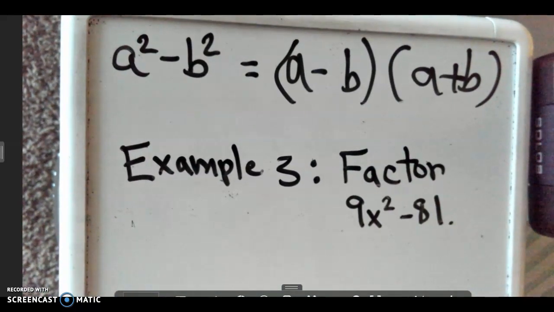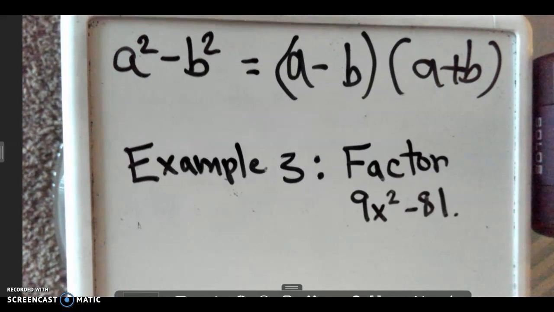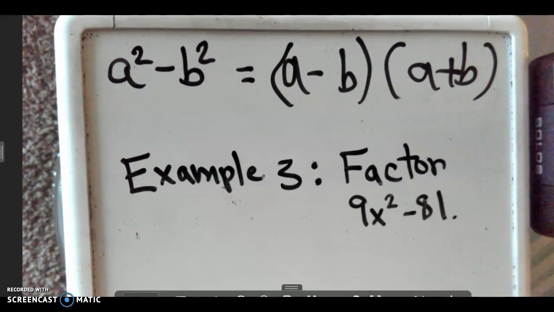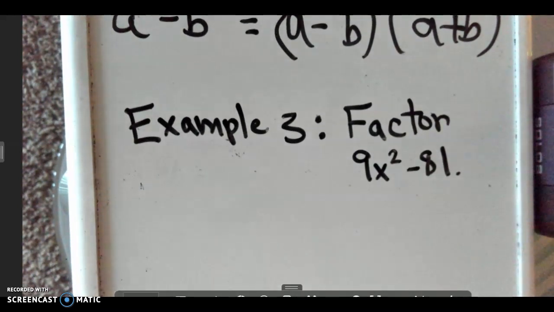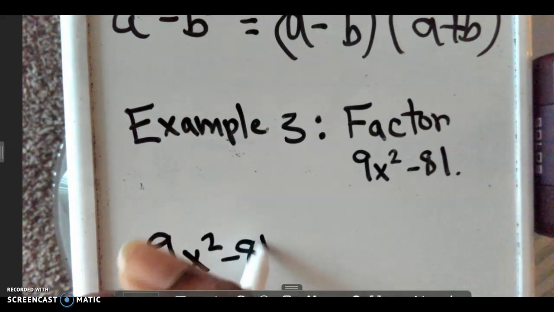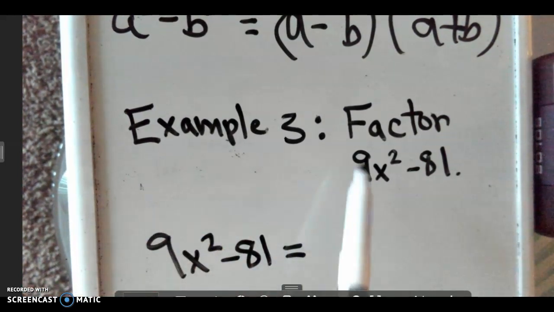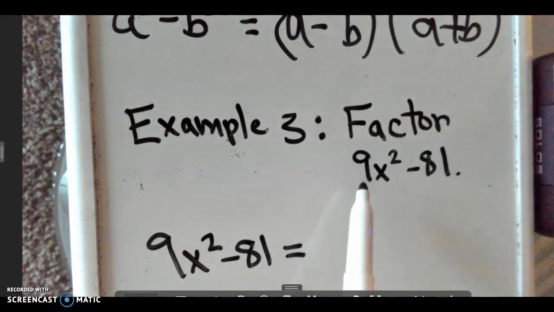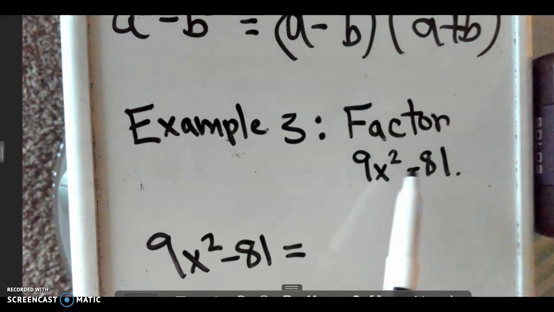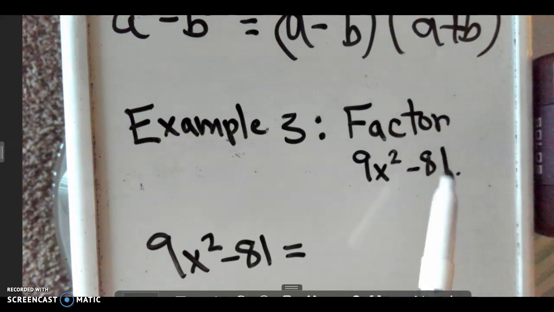There we go. Okay, so feel free to pause the video if you would like to see if you can figure out how to factor it before I do. So working through this example, we want to factor 9x squared minus 81. Again, we want to check that it's a difference of squares. Well, 9 is a perfect square, x squared is a perfect square. We're subtracting, so it's going to be a difference. And then 81 is a perfect square because 9 times 9 is 81.